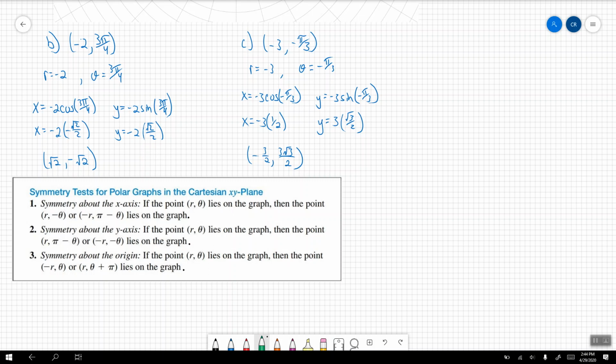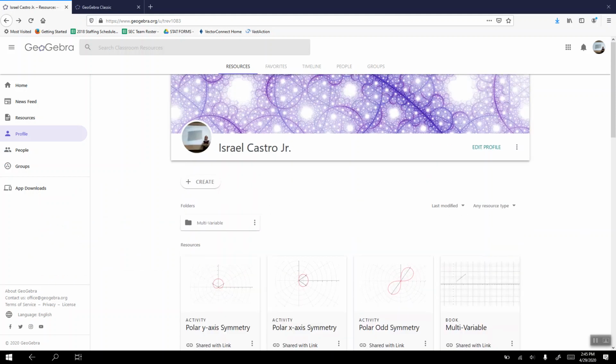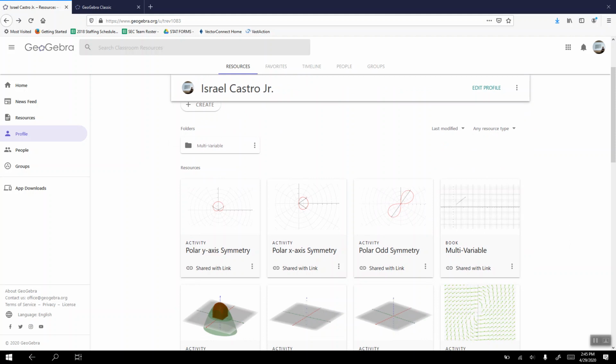So I'm going to go to Geogebra really quick to show you that visualization. Now here we are on Geogebra. This is my page in Geogebra, so if you want to search for me on Geogebra, you can. I have a page set up there where I do a lot of different animations, applets, and functions that I like to graph and give you illustrations for.